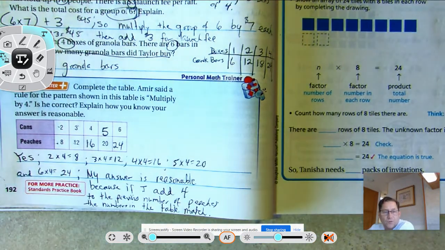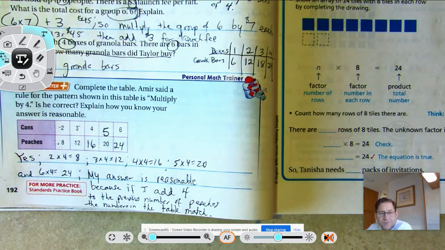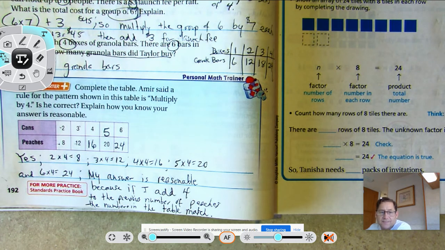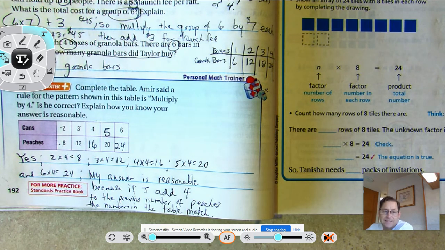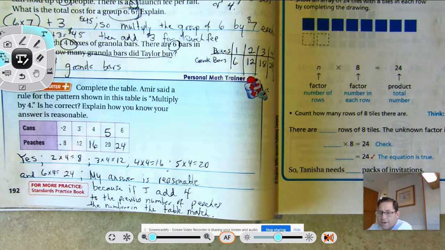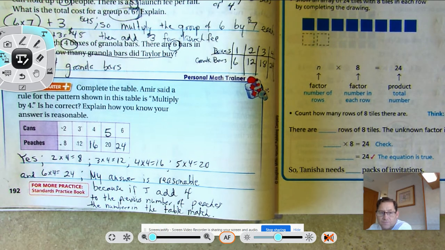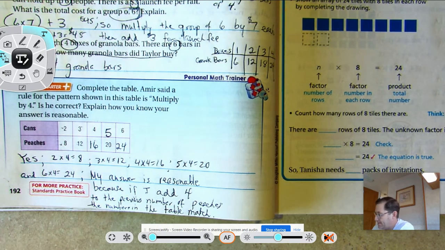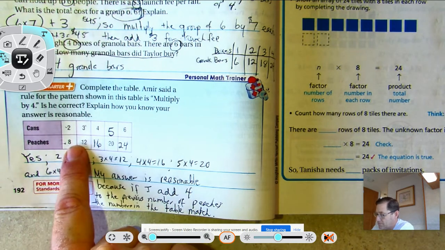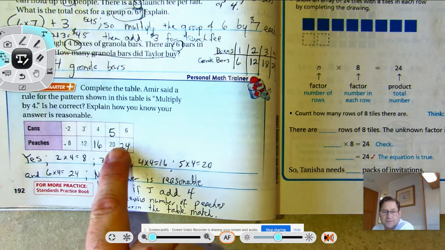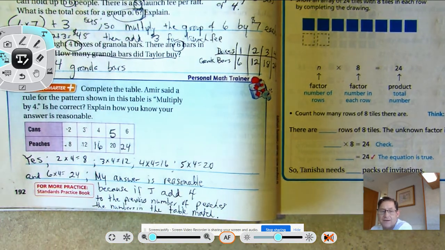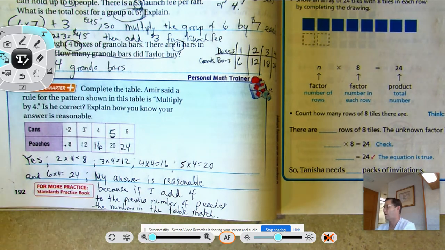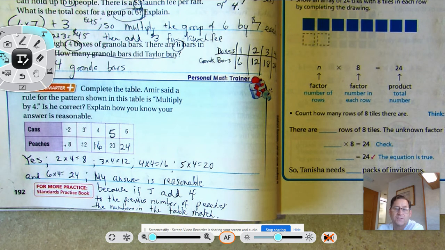All right, so 2 times 4 is 8, 3 times 4 is 12, 4 times 4 is 16, 5 times 4 is 20, and 6 times 4 is 24. So that's one way I know that my answer is reasonable. And another way is because if I add 4 to the previous number of peaches, the numbers in the table match that pattern. All right, so that's it for lesson 5.1. In our next lesson, we'll be working on finding unknown numbers. So until then, may the numbers always be in your favor.